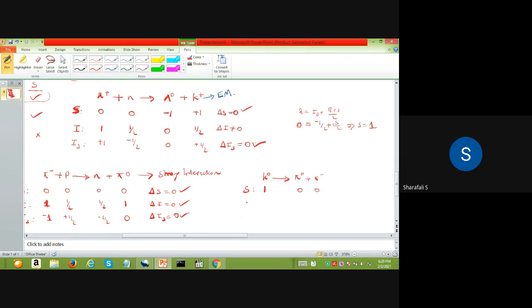Now, if you consider I, delta S is not equal to 0. S is not equal to 0. Strangeness is not conserved in this particular process, in this particular reaction. So for I, this is 1 by 2, and this, we know, is 1.